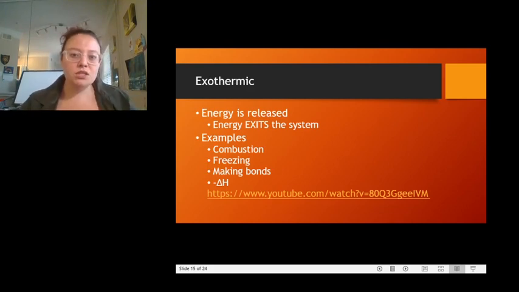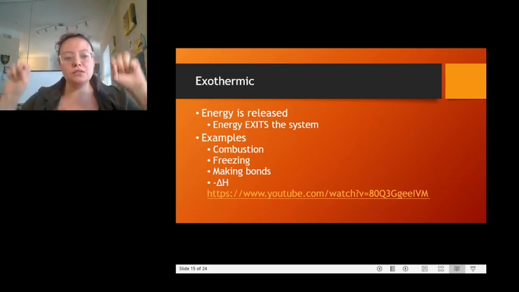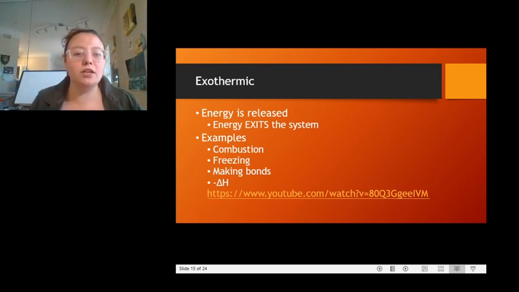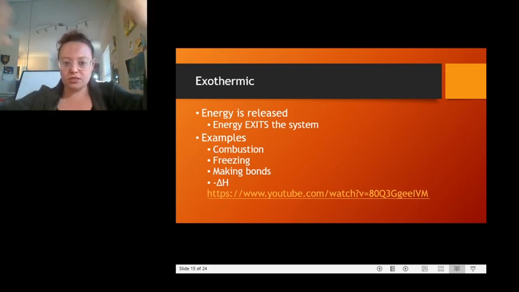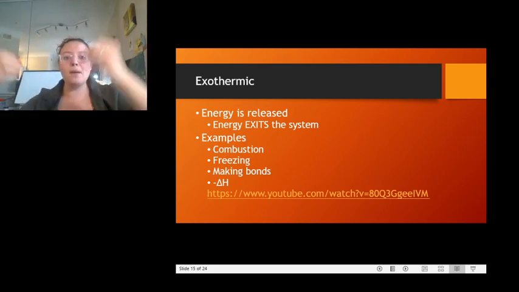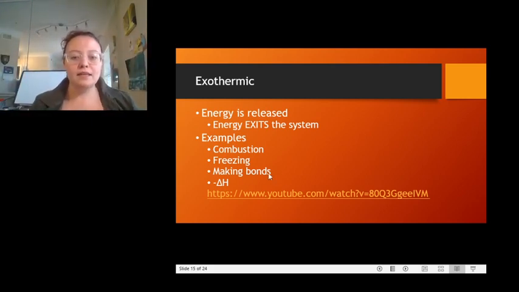Bam! Exothermic. Exo sounds like exit. Energy is exiting the system, meaning energy is being released from the system into the environment, such as a combustion reaction, like an explosion, or a fire releasing heat energy into the environment and from the system. Again, this delta H is negative, and you can click on this link to watch an exothermic reaction. And we'll talk about making bonds in the next video.